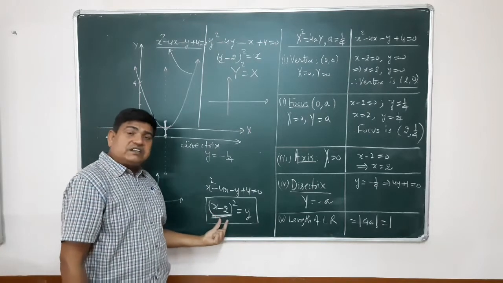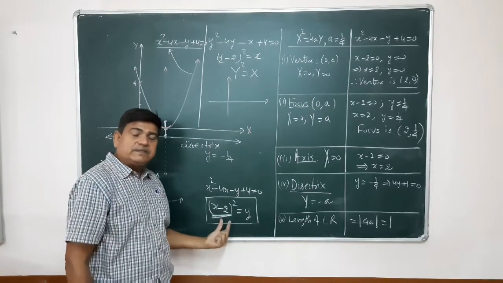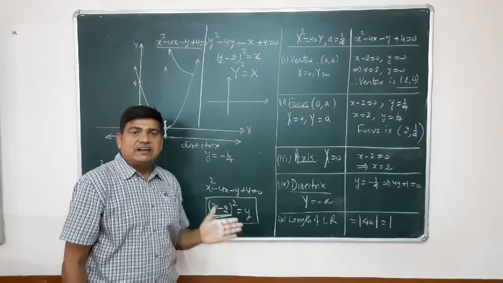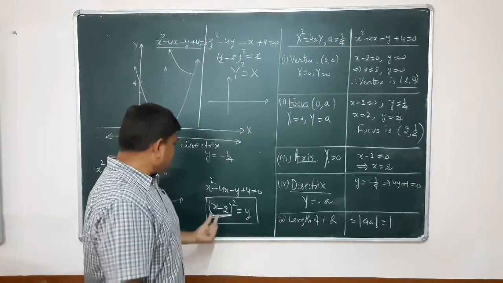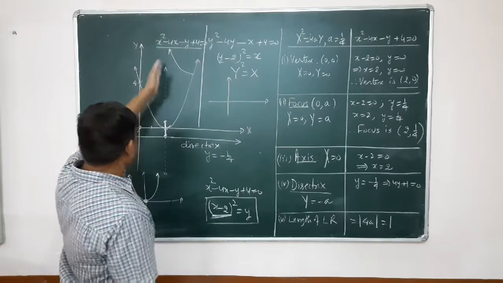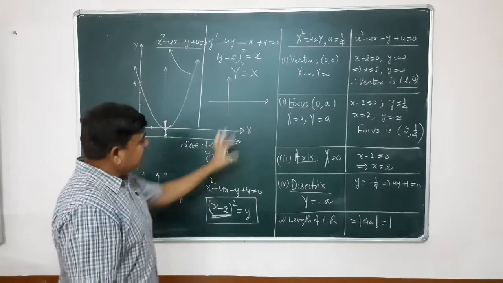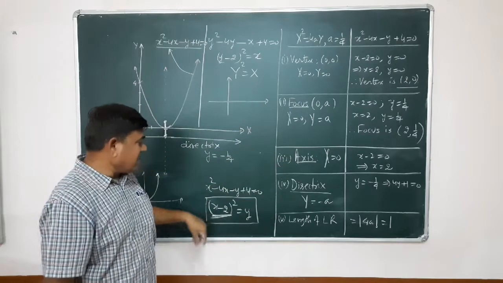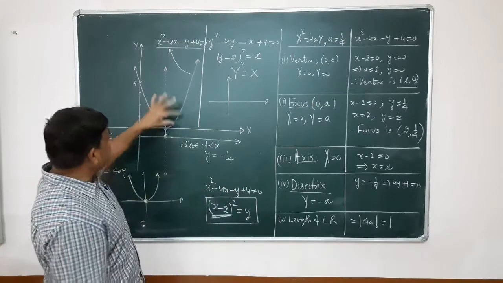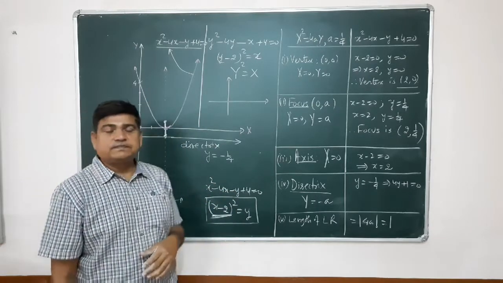Then the parabola is symmetrical about a particular line, and that line is known as the axis of the parabola. So x minus 2 equals 0. So here it is x equals 2. So roughly, without calculating, you can find the rough diagram of this type of parabola.